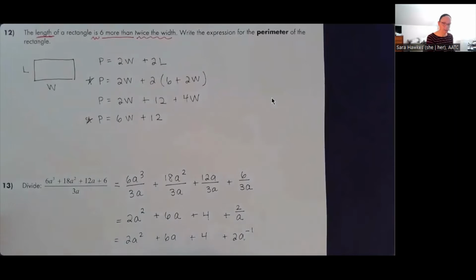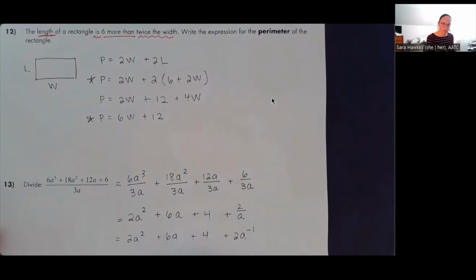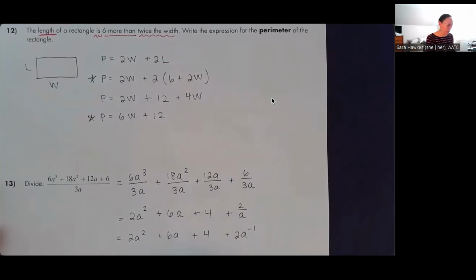Pausing just for a second. Just as a time check, we're at 9:30. We've gotten through 13 of the problems. We might get through all of these. Let's keep going.